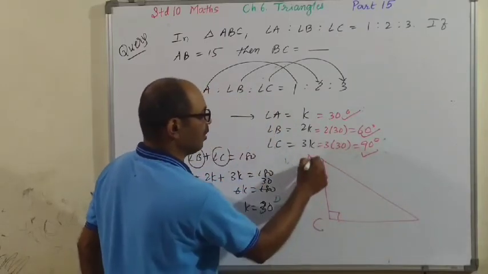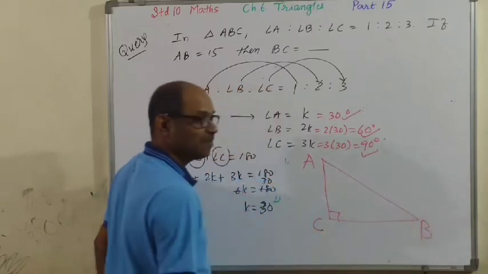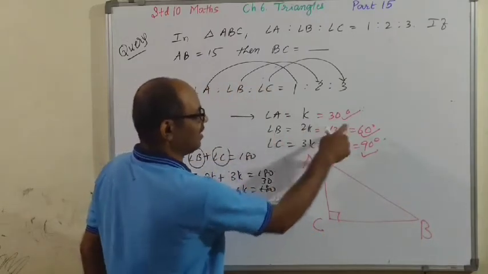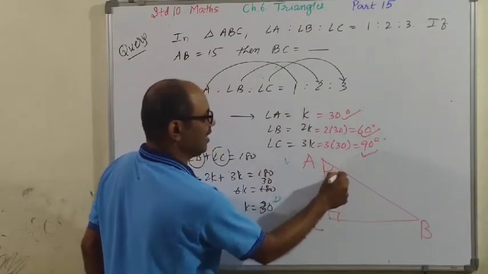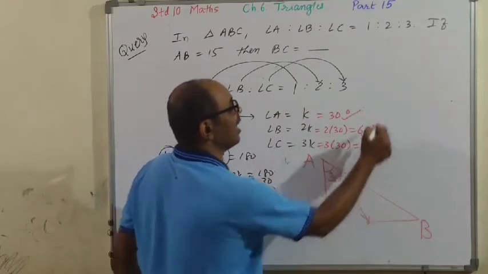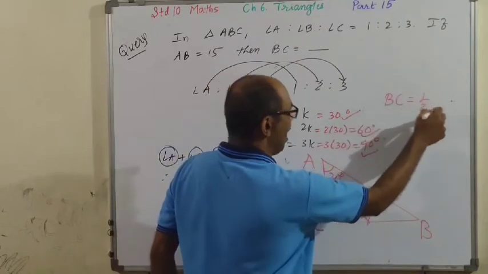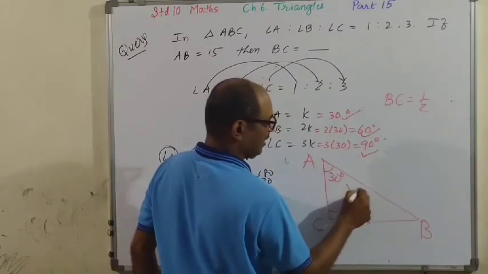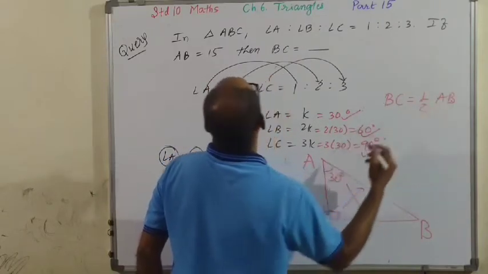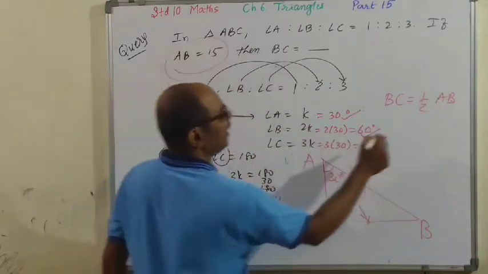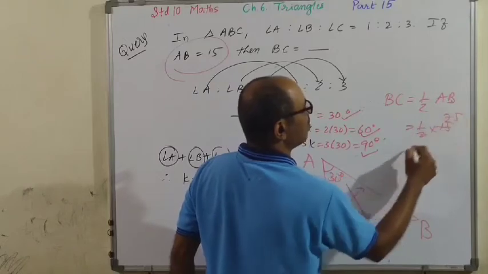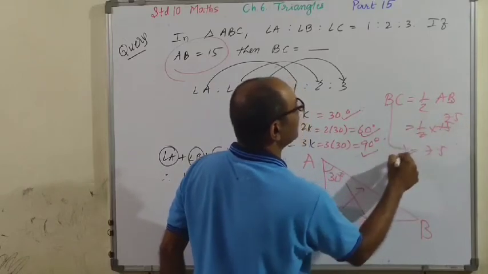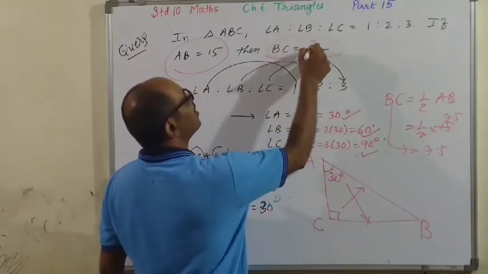So C, let me call this A, this B. B is 60, I don't want that. A is 30, yes. Here is the side opposite to 30, BC is half of hypotenuse AB. Now it's given AB is 15, so half of 15. 2 ones are 2, 7.5 twos are 15. So BC is 7.5.